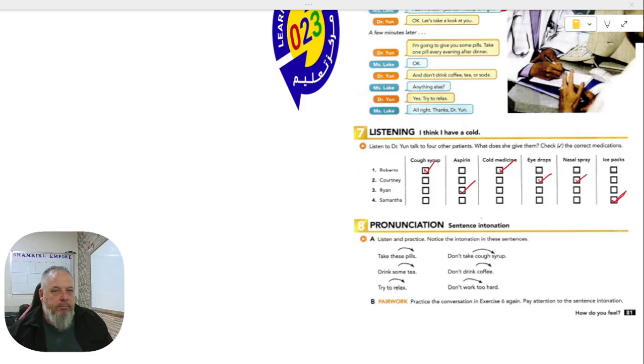Exercise 8. Pronunciation. Sentence intonation. Part A. Listen and practice. Notice the intonation in these sentences.